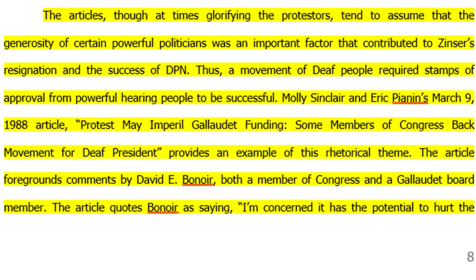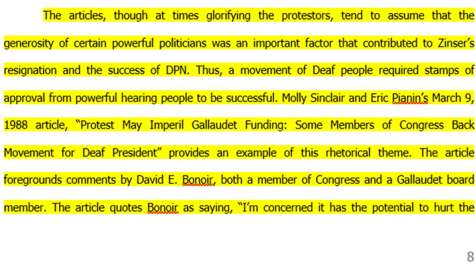And just to review, that point was the articles, though at times glorifying the protesters, tend to assume that the generosity of certain powerful politicians was an important factor that contributed to the president's resignation and the success of DPN. Thus, a movement of deaf people required stamps of approval from powerful hearing people to be successful. So I think I did a reasonably good job with that one. It's a good example of negotiation. The Washington Post in this coverage was generally supportive, but at the same time kind of patronizing.